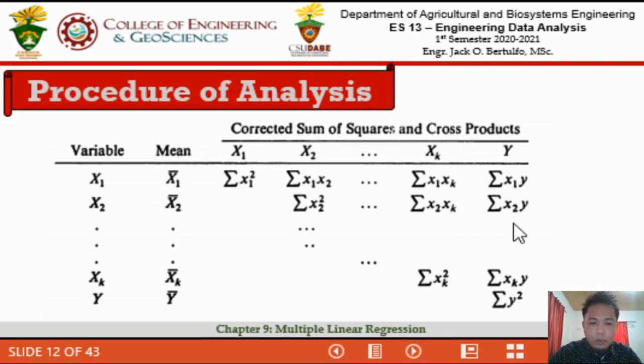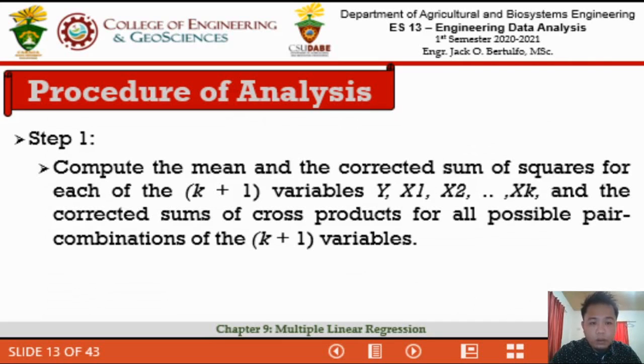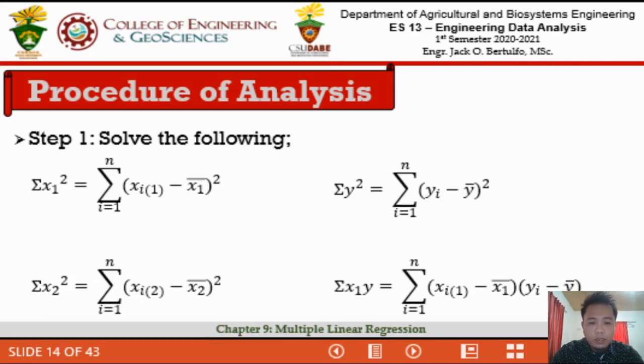But this time we only have two independent variables, so let's stick with those 6 equations that we need to solve. Okay, so I think it is the same with the simple linear regression equation. So for x1, the corrected sum of squares for the first independent variable, we have this formula here. This xi here is for x1, so take note that this is for x1.